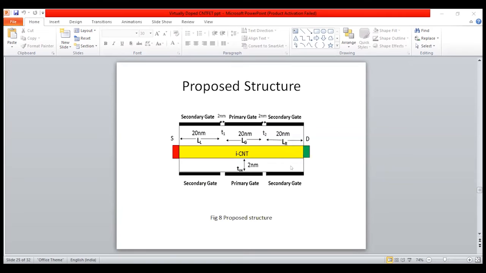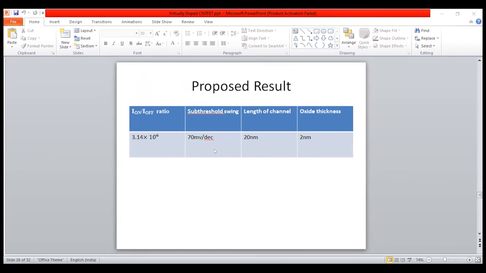On the basis of this, I found a proposed structure that consists of one primary gate and two secondary gates, on top and at the bottom of the primary gate. The gates are separated by a 2 nanometer distance. The length of the gate is 20 nanometers. The thickness of the oxide comes out to 2 nanometers. And this is the proposed result, which says that the ion-off ratio is 3.14 times 10 to the power 6. The subthreshold swing is 70 millivolt per decade.